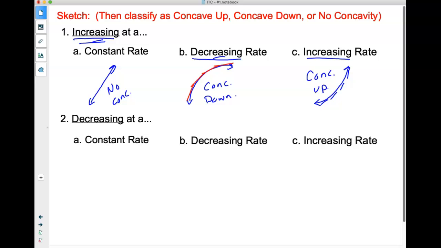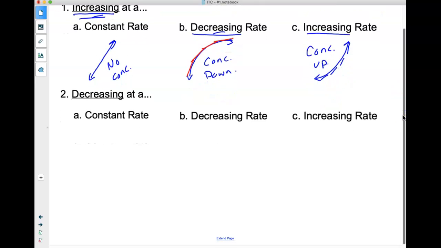Okay? Well, how about what happens on a decreasing curve? Well, what happens if I'm decreasing at a constant rate? Well, left to right, that means I'm going down, doesn't it? Well, no concavity.